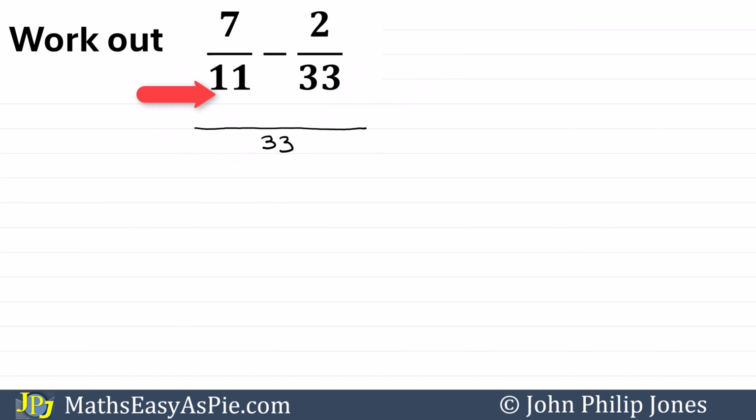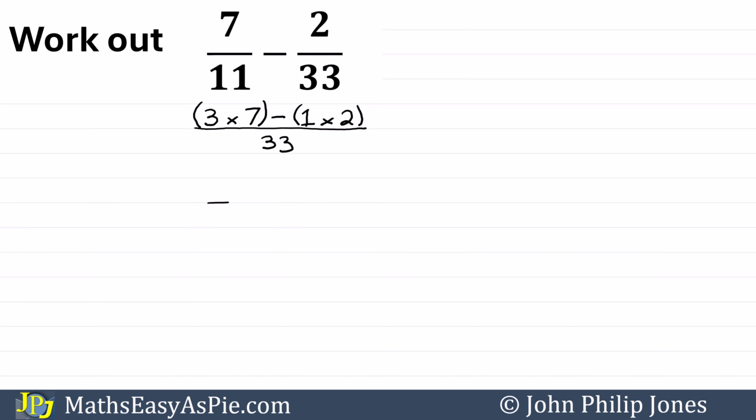11 divides into 33 3 times, then we multiply by 7, which is the numerator. This subtraction is brought down to here. 33 divides into 33 once. We then multiply this by 2, which is the numerator.